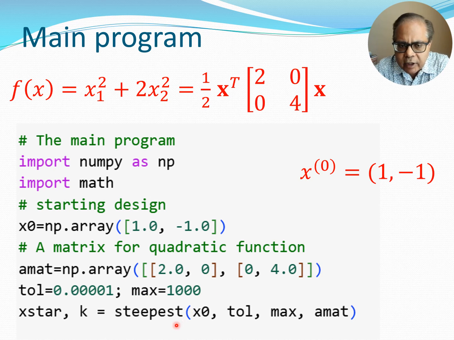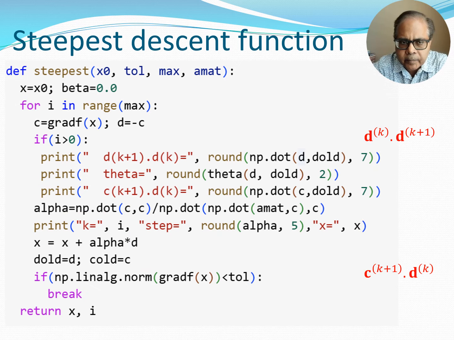And then I'm going to write a function called steepest, which is going to take the initial point x0, the tolerance small number, the max value of 1000, the A matrix, and it's going to return me x star, which is the optimal value of x, and k, which is the number of rounds it took to converge for the for loop. Let us take a look at the steepest descent function. Now I have slightly modified the function to also print out some of the values we are interested in.